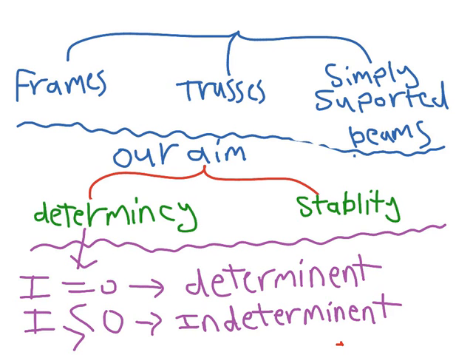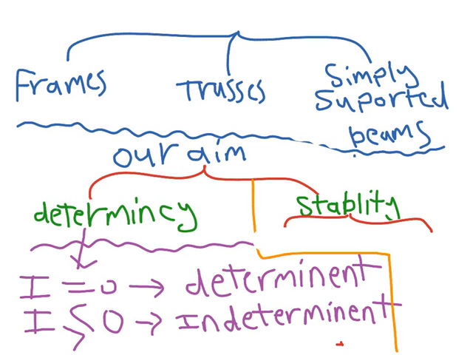To know if the member is determinate or not, we have to compute the value of I. If I equals 0, then the member is determinate. If I is larger or less than 0, then the member or the system is indeterminate.